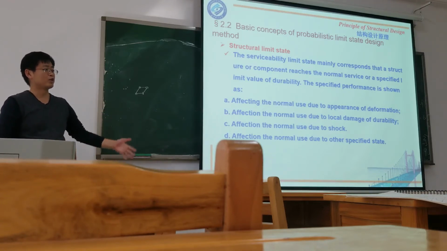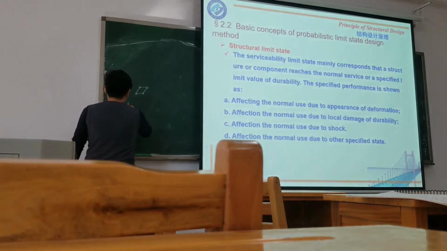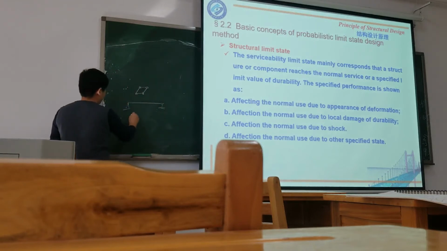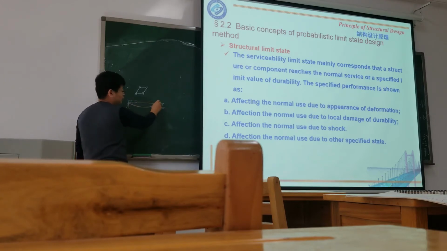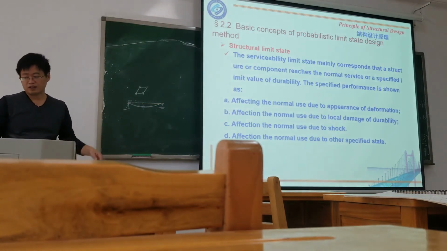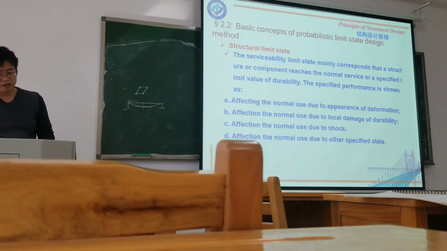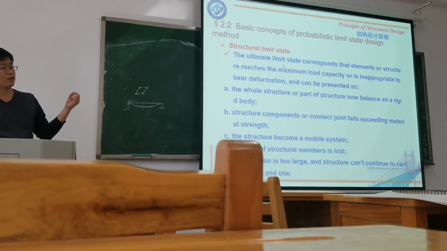You cannot meet the design requirement. Or take a bridge, maybe one of the simply supported beams. If the deformation is like this, can you just drive across it? I think most people are afraid to drive across it. So that means large deformation, but the bridge still stands there. The bridge doesn't collapse, but it cannot be used. So that's the difference. The serviceability and the ultimate limit are different. Serviceability is related to the use, and the ultimate is related to the load carrying capacity.